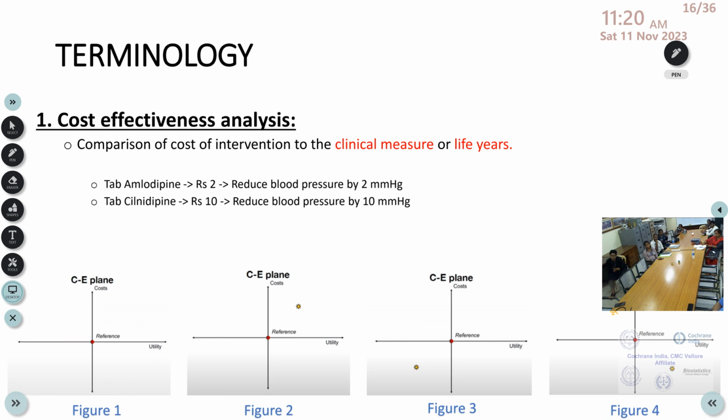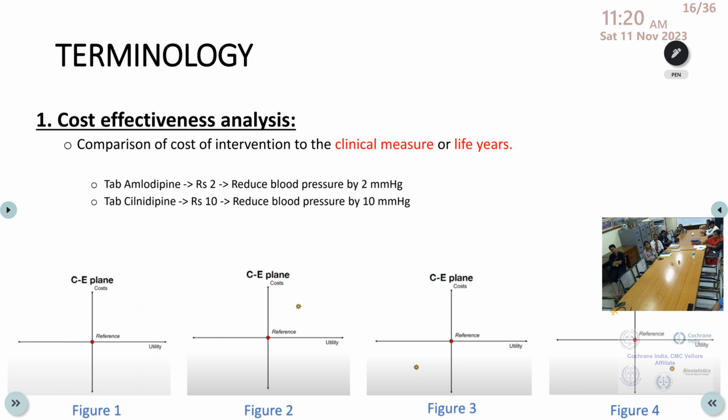So if you look at this, I will tell you the first one. Figure 2, there's a point, you can see a yellow point there. So if you look at it, it says the intervention is costlier because it's positive on the y-axis, but it's also more useful. Now, figure 3.